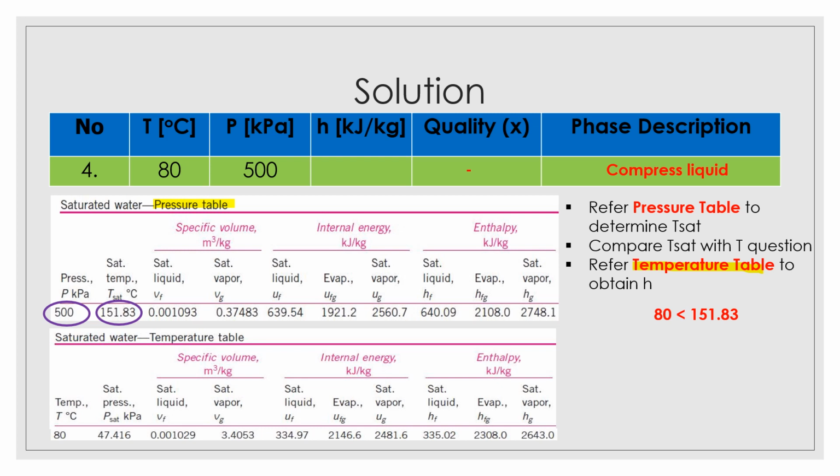Okay, temperature table with the question 80 degrees C. Since the question asks about the enthalpy, we refer to the enthalpy, which is HF, knowing that HF is more or less the same as the H value due to the compressed liquid region. So HF at 80 degrees C is equivalent to 334.02. That's the final answer and the steps of solution when we are facing a problem with the given temperature and pressure.